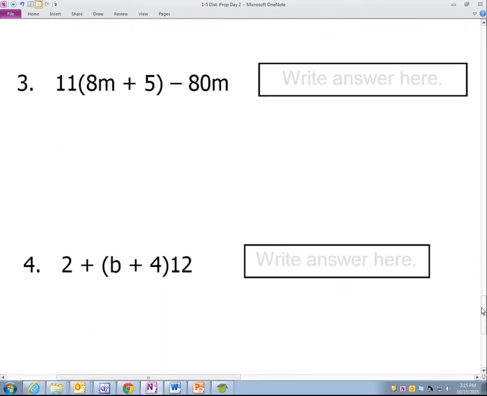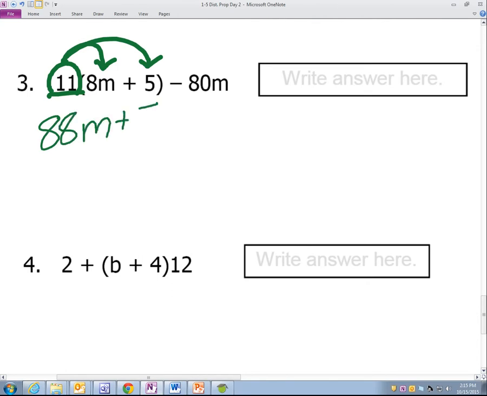Number 3. First thing we have to do is distribute this 11 into this 8m and into this 5. So I have 88m plus 55. This 8m just keeps coming along at the end, so this whole thing just straight dropped down.